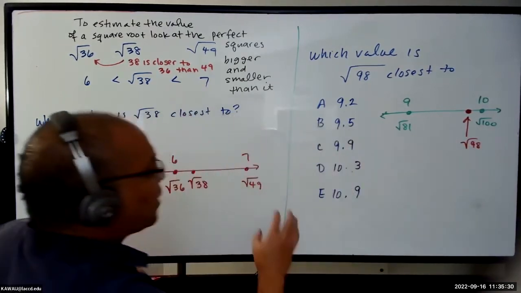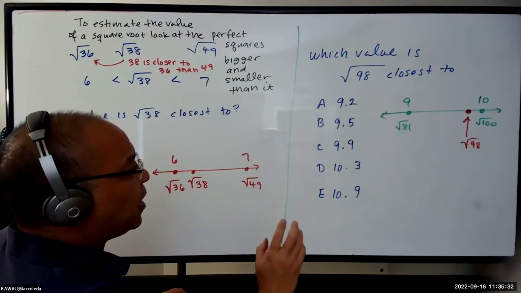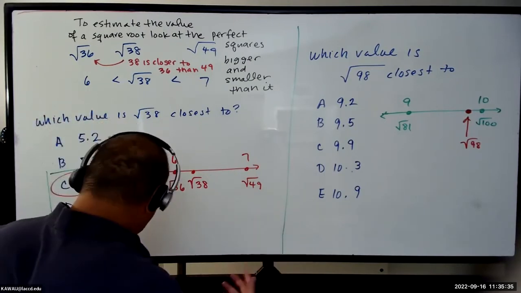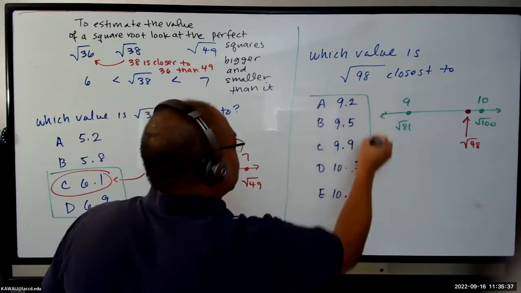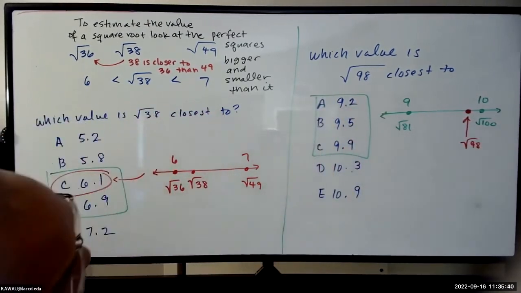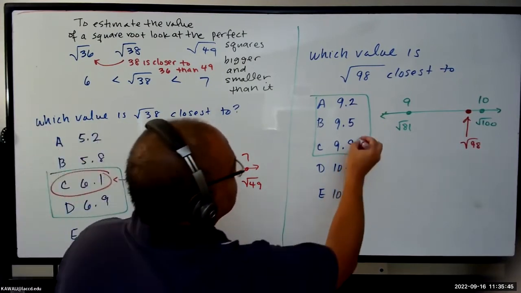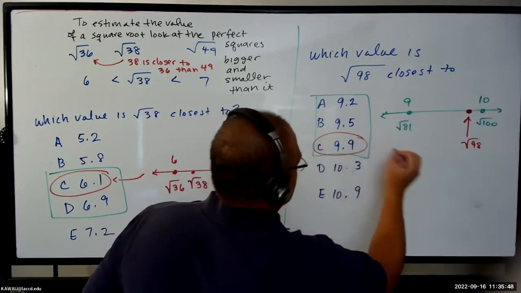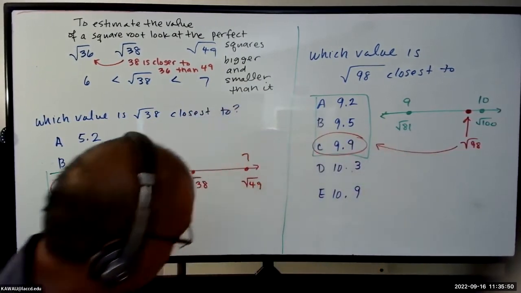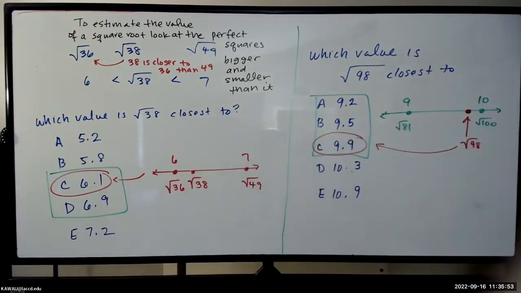So I need a number that's between 9 and 10, right? 9 point something. So that tells me it's this one. And the fact that 98 is closer to 100, I'm going to go with this one. Okay. So let's take a picture of this. Let's try another one.